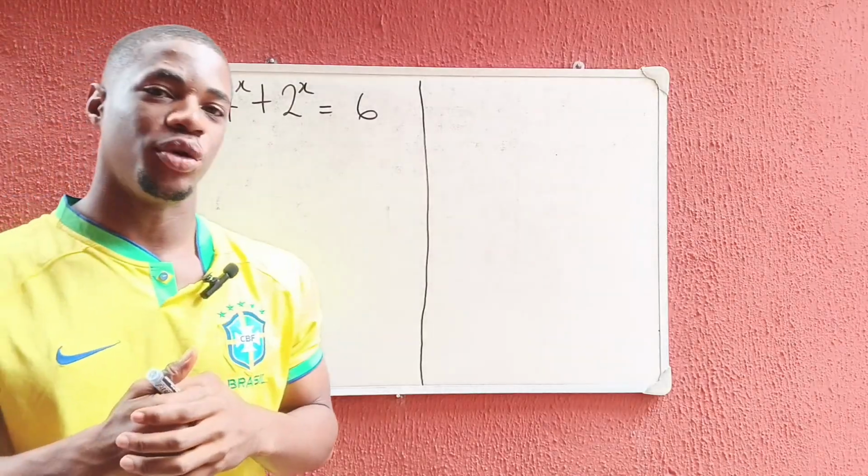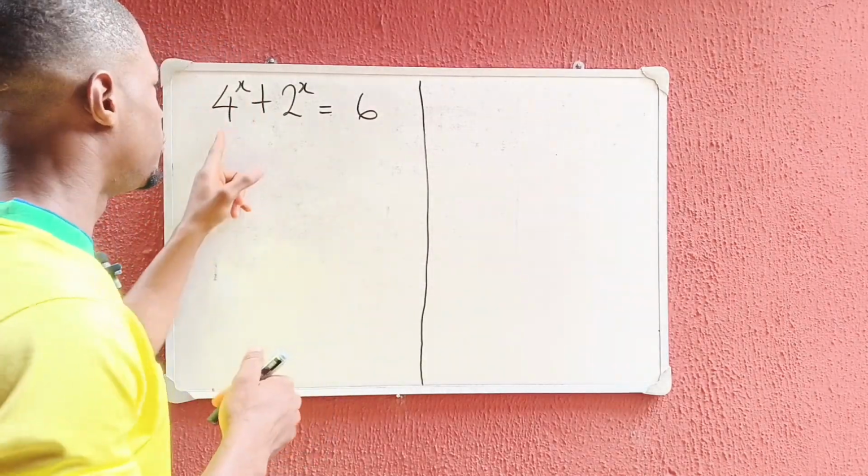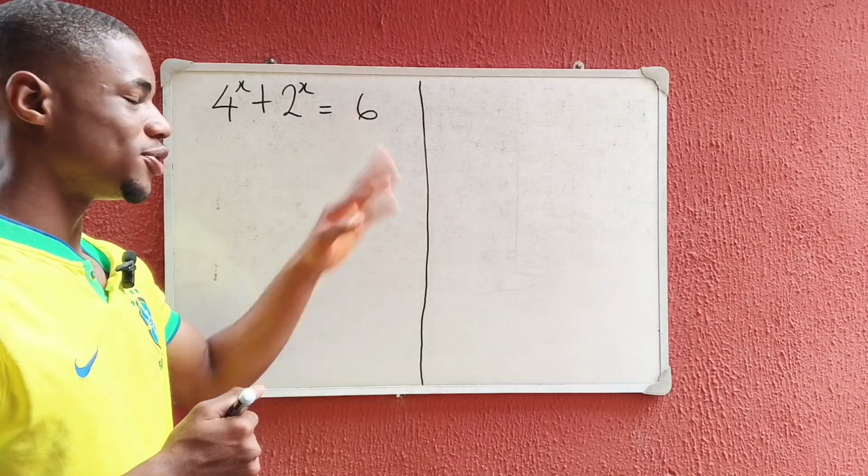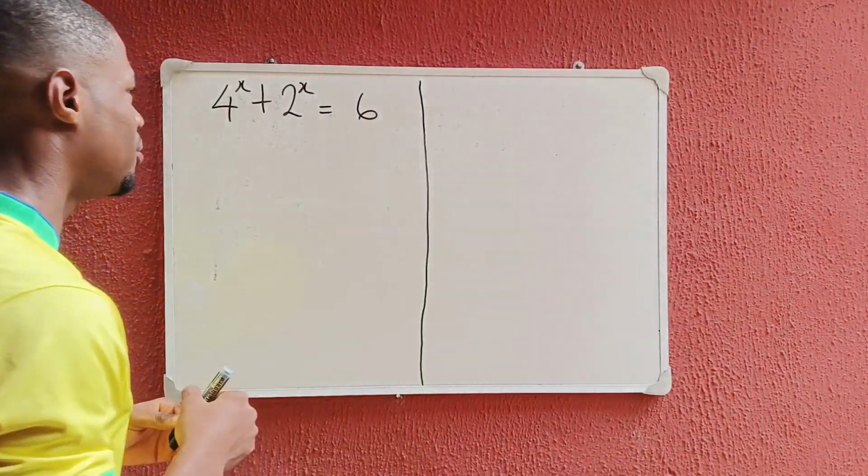Let's solve this Olympiad maths equation together. It says 4 raised to power x plus 2 raised to power x is equal to 6. Let me show you guys how we do this step by step.